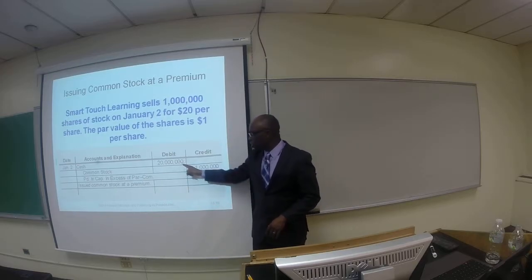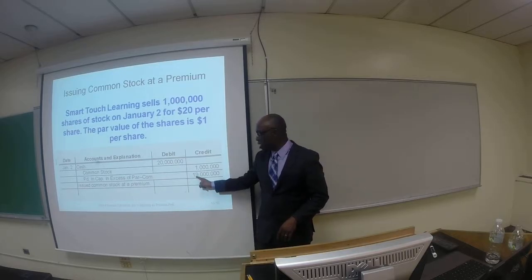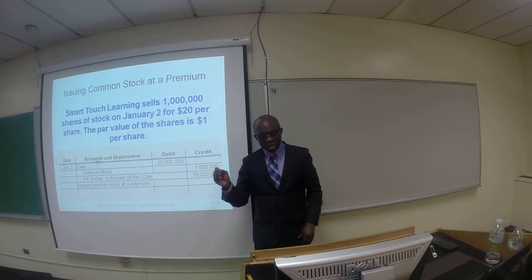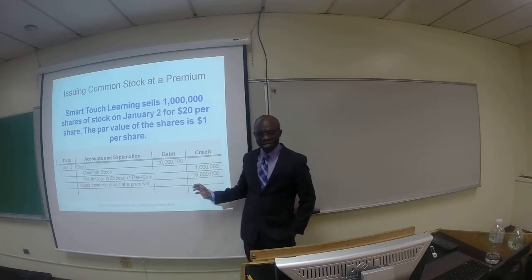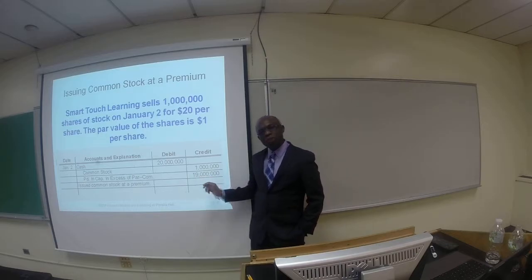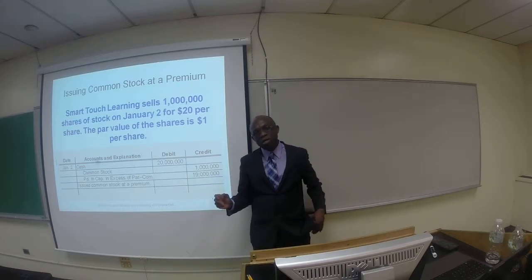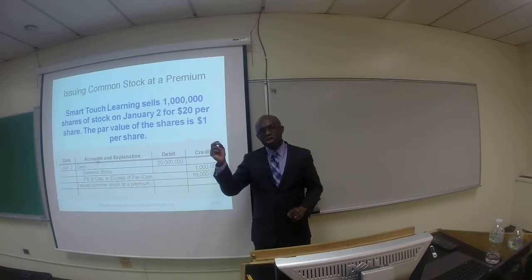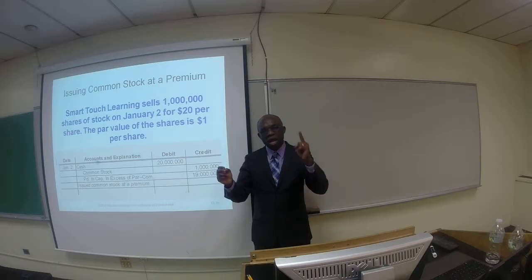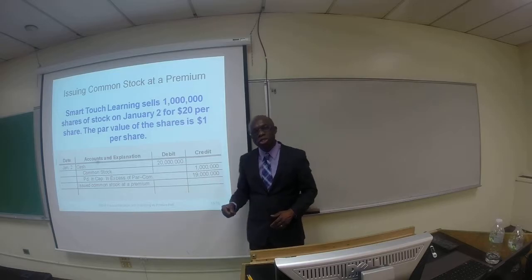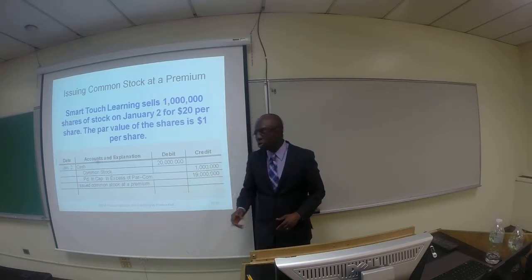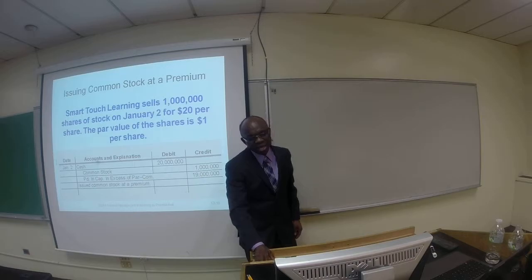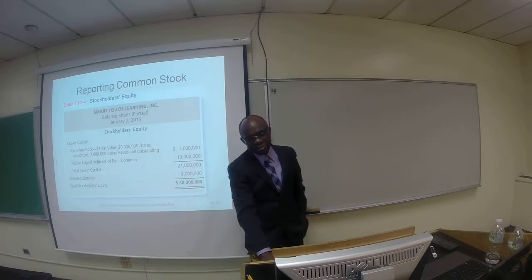The difference between 20 and 1 is 19. So we credit another account called paid-in capital in excess of par, common stock, for $19 million. Another way of determining this $19 million is, remember the par value is what? $1, and we sold each share for 20. So the difference between 20 and 1 is $19. $19 multiplied by the million shares issued will give you $19 million. So we credit paid-in capital in excess of par for $19 million.